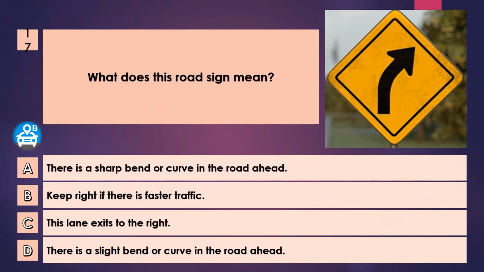What does this road sign mean? A. There is a sharp bend or curve in the road ahead. B. Keep right if there is faster traffic. C. This lane exits to the right. D. There is a slight bend or curve in the road ahead.